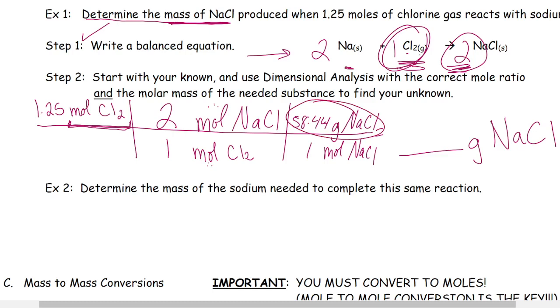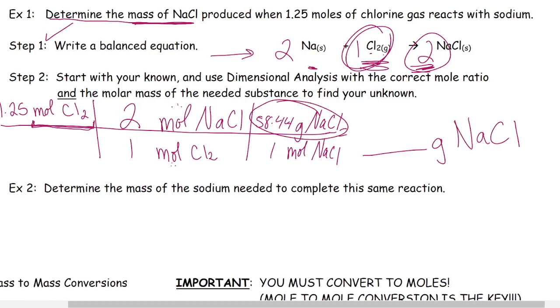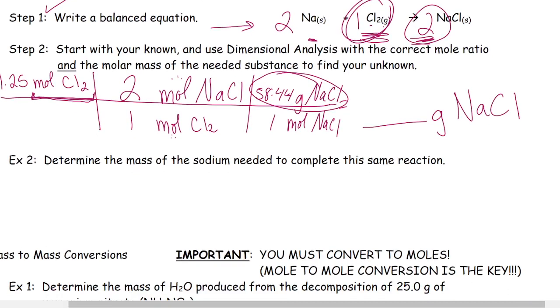So how many grams of NaCl did you get? Perfect, 146.1. But then I need to match the significant figures. This has 1.25, so that's 1, 2, 3 sig figs. This should also have 3 sig figs. How would I make that number have 3? Just be 146.